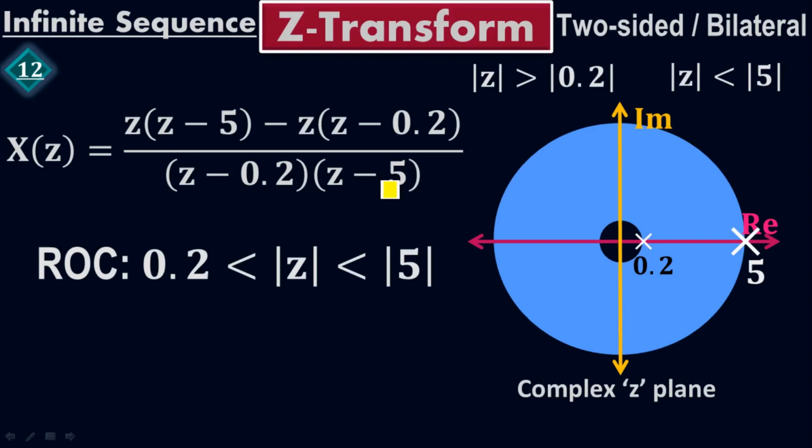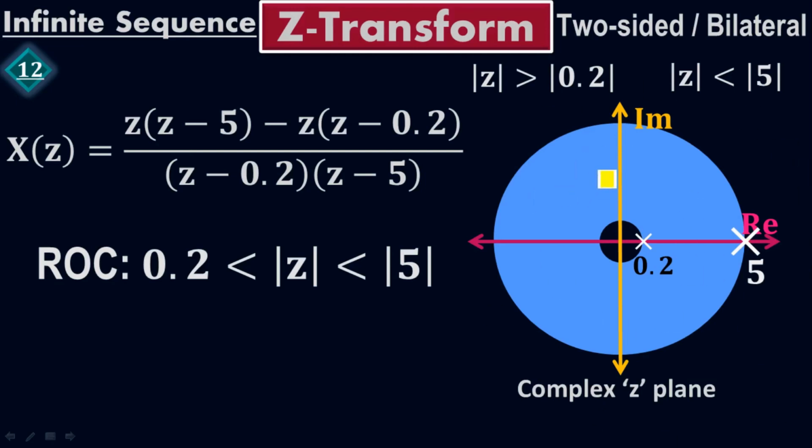Similarly, for the left-sided sequence, we have the innermost pole 5. This is the innermost pole 5. Z modulus must be less than 5. We must go lesser than 5, not greater than 5. Greater than 5 is an empty space. We don't have the region of convergence there. This blue is the region of convergence.